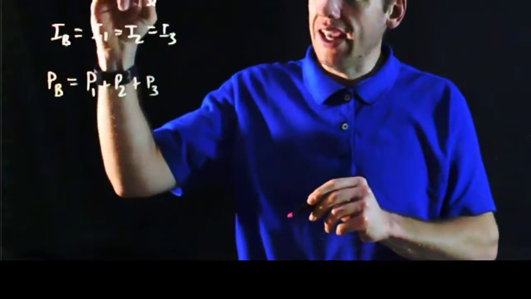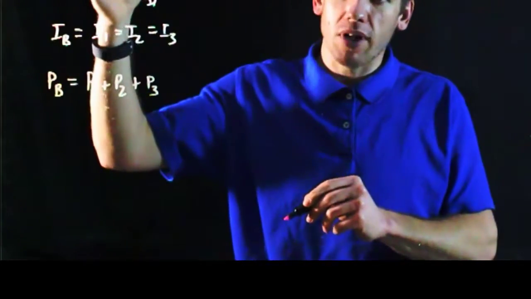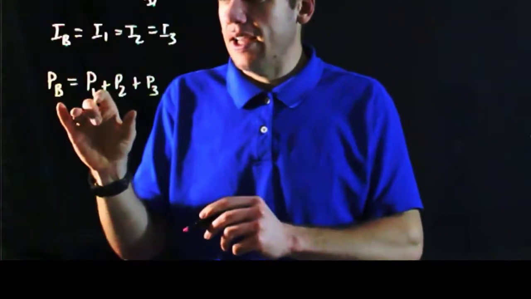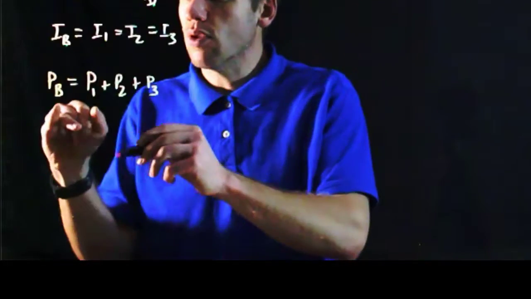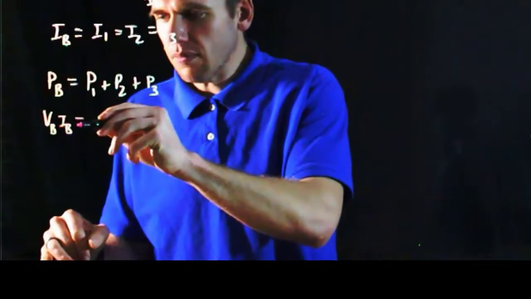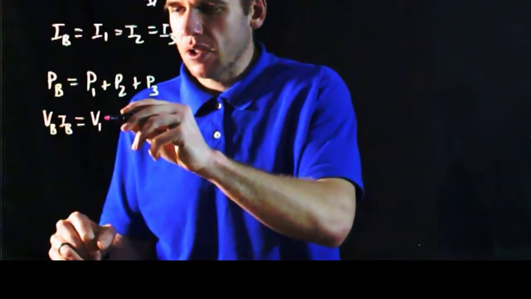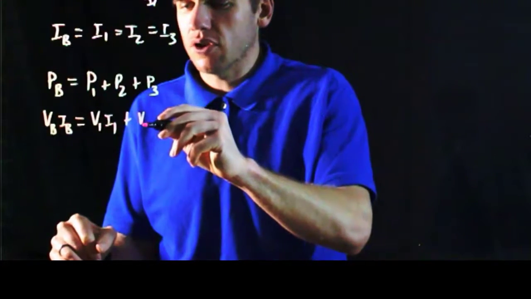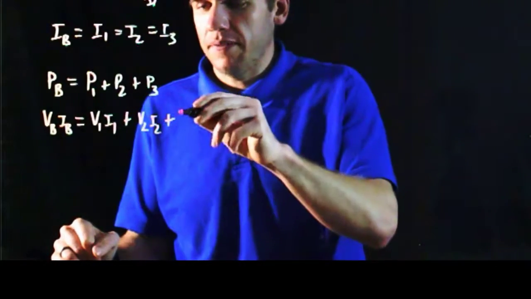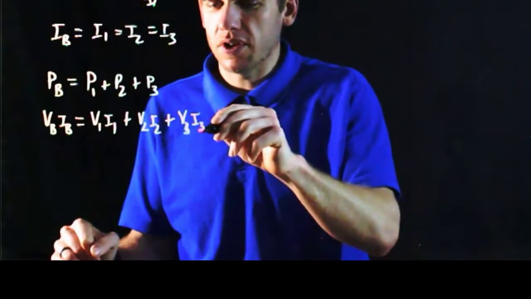That has to be equal. We can't create or destroy energy, and the rate at which energy is produced is going to equal the rate at which energy is consumed. But since power is voltage times current, I can replace power with the voltage of the battery times the current of the battery and set that equal to the voltage drop across resistor 1 times the current of resistor 1, plus the voltage drop across resistor 2 times the current of resistor 2, plus the voltage drop across resistor 3 times the current of resistor 3.